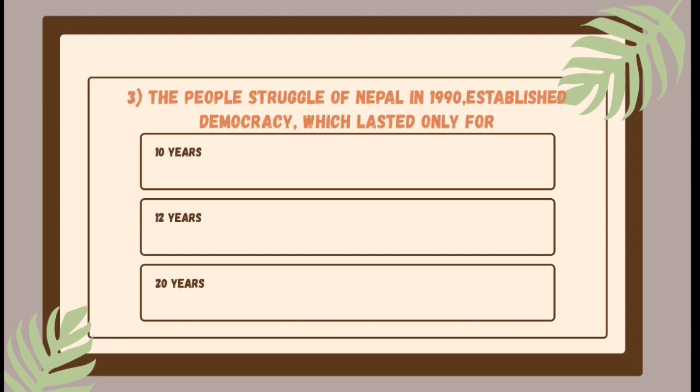Question number 3 asks: the People's Struggle of Nepal in 1990 established a democracy which lasted only for dash years. The options are: Option A 10 years, option B 12 years, and option C 20 years. The correct answer for question number 3 is option B, 12 years. The People's Struggle of Nepal in 1990 established democracy which lasted only for 12 years. Okay. Next question.